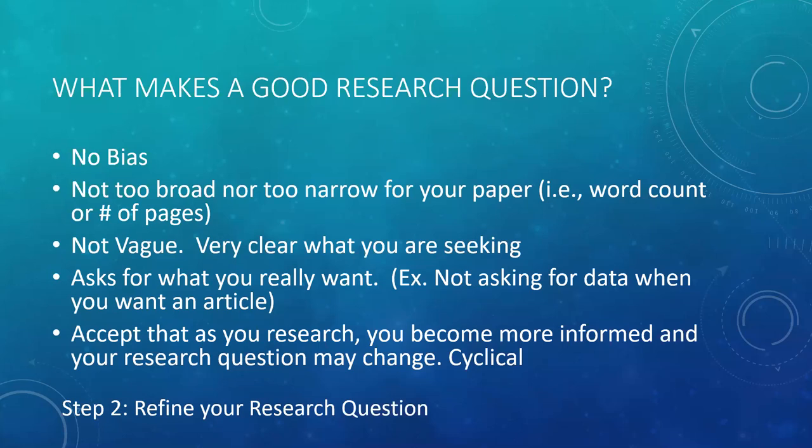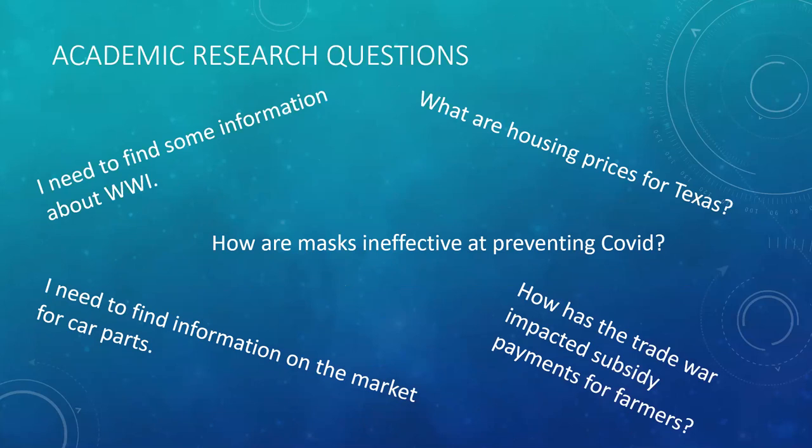So here are some examples of academic research questions. Most of these I've tweaked a little bit so that the names of the innocent will not be revealed, but these are actual questions that I've heard at the reference desk. So I need to find some information about World War I. What are housing prices for Texas? How are masks ineffective at preventing COVID? I need to find information on the market for car parts. And how has the trade war impacted subsidy payments for farmers?